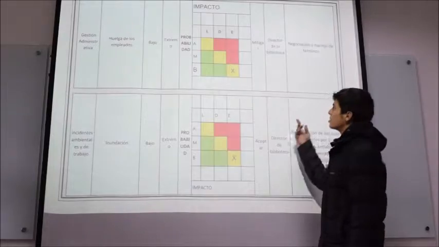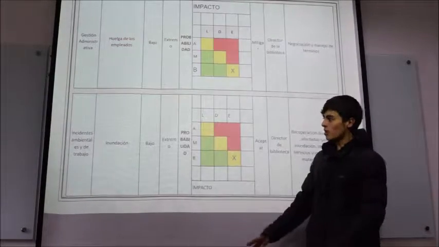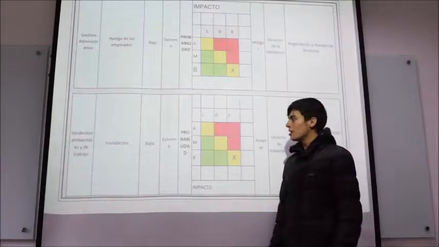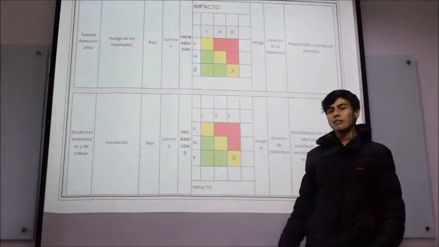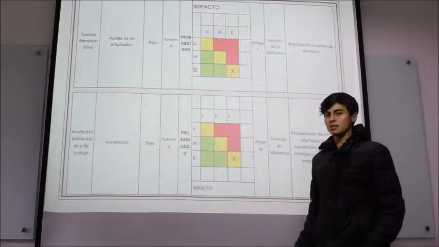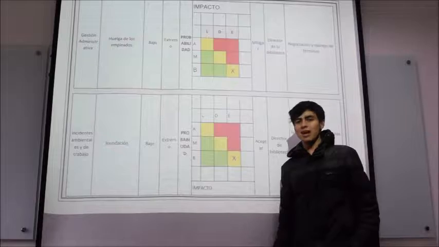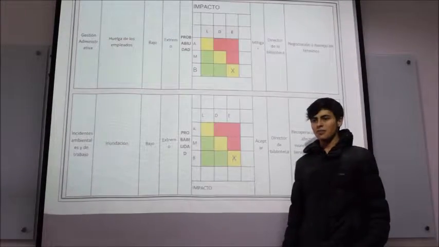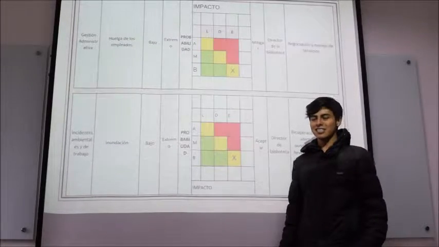The risk is in charge of the director of the library, and the second one is the flooding of the installations. Again, this risk is very low and the impact is very extreme, but we have to accept this risk. Why? Because the risk is not controlled by the library itself, but is controlled by the university, because the library is contained in that one.